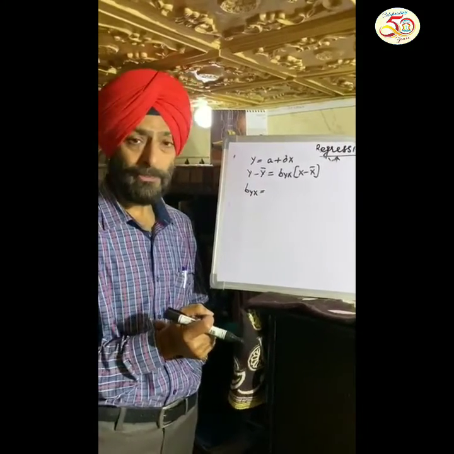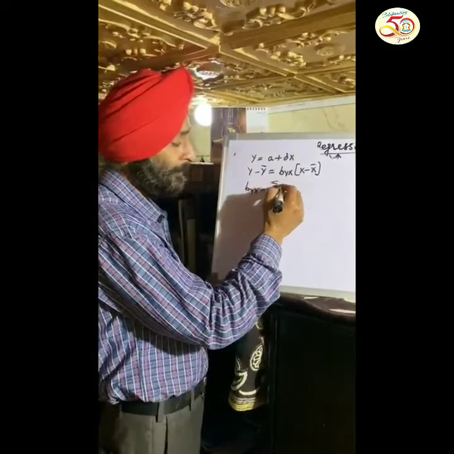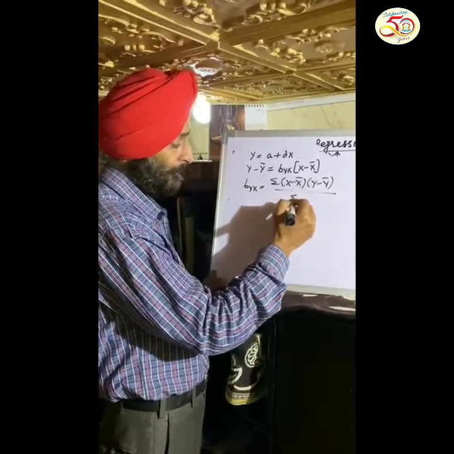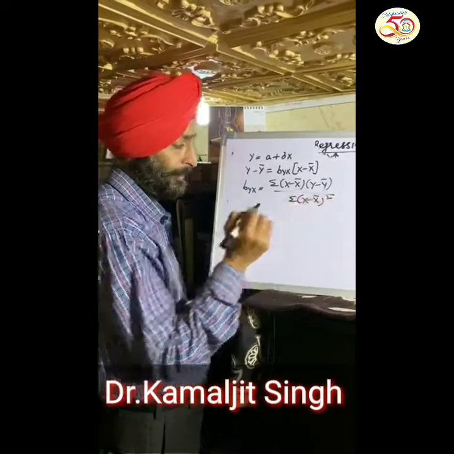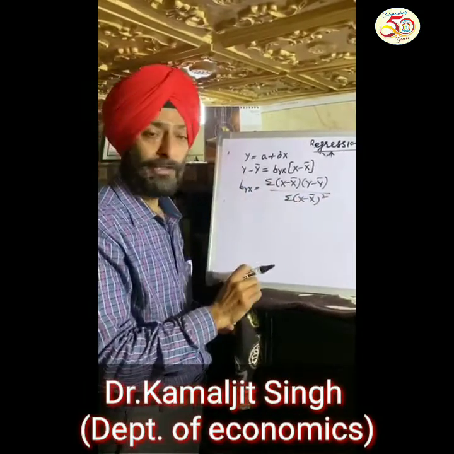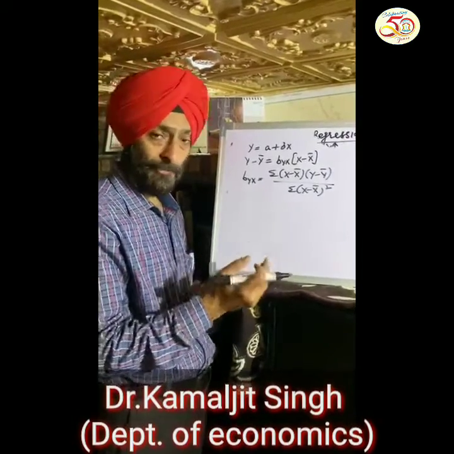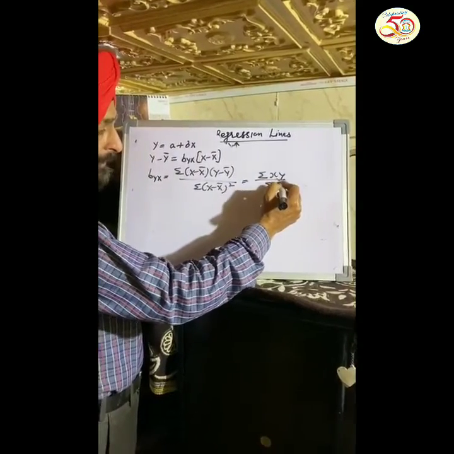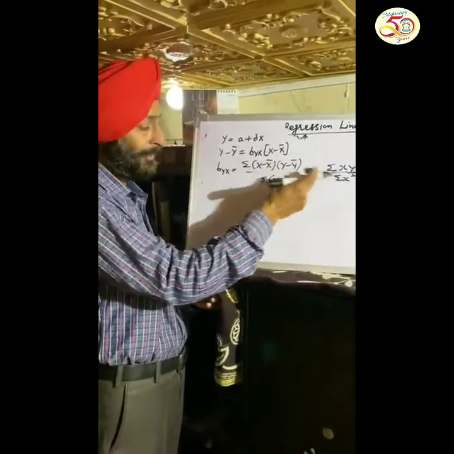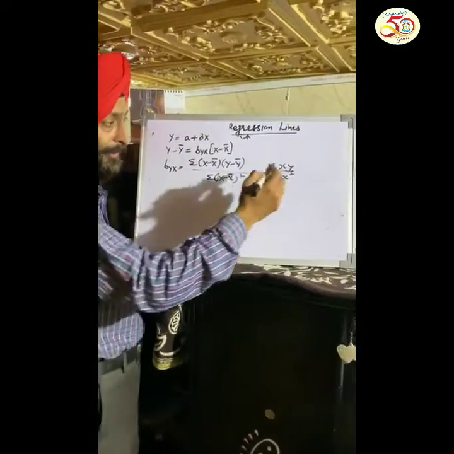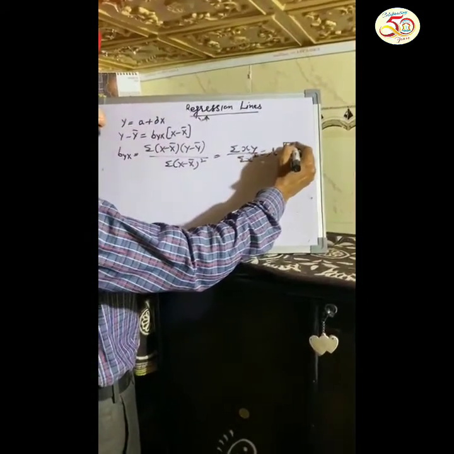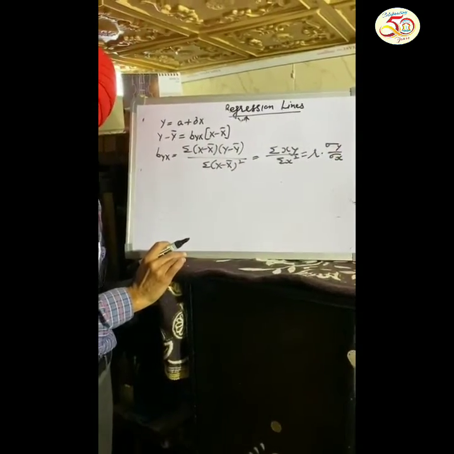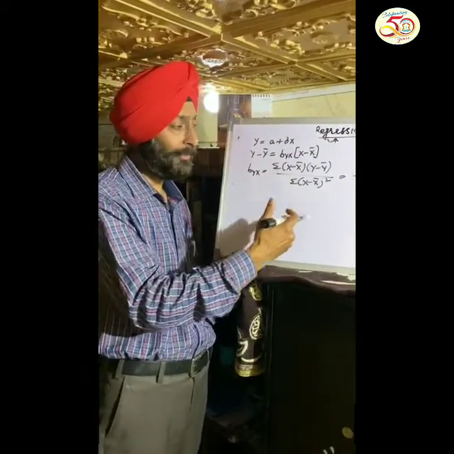With the help of the least square method, we calculate it in this way, that is sigma x minus x bar into y minus y bar divided by sigma x minus x bar, its square. These are actual values of x and y. If we take deviation values, we denote it like this: sigma xy over sigma small x square. So this is the way to calculate the regression coefficient. Another way is correlation into standard deviation of y divided by standard deviation of x. So you can calculate the regression coefficient through any of these methods.